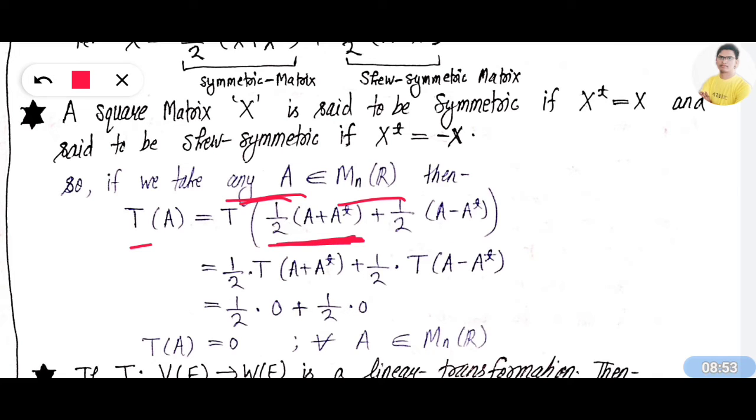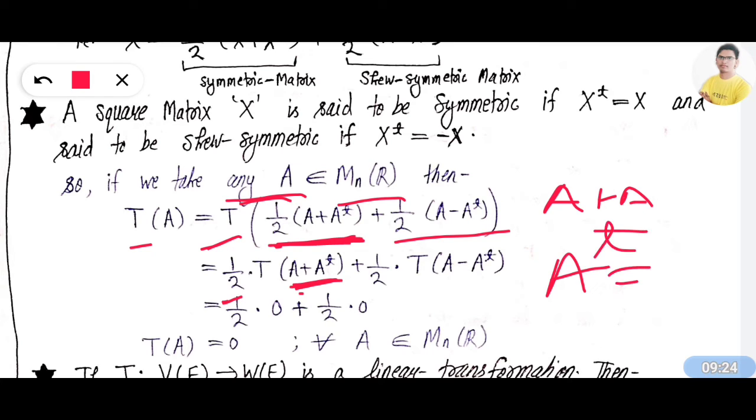It's the symmetric part, and the other is the skew symmetric part, and our given linear transformation maps all symmetric and skew symmetric matrices to 0. So since T is a linear transformation, I can take 1/2 out. When T operates on A plus A transpose, A plus A transpose is a symmetric part. It's a symmetric matrix. As per the definition, A is a symmetric matrix if A transpose equals A.